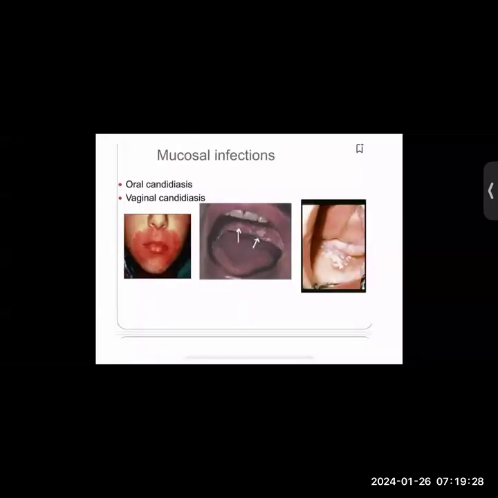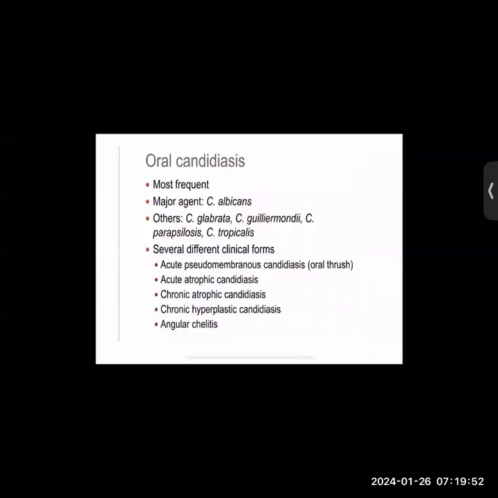Then we have mucosa infection, which can be oral candidiasis or vaginal candidiasis. We can see in the pictures above the involvement of the oral mucosa by Candida albicans, evidenced by thrush, those whitish patches that we can see at the roof of the mouth and also at the base of the tongue. Next slide. Oral candidiasis is the most frequent, and the major agent is Candida albicans.